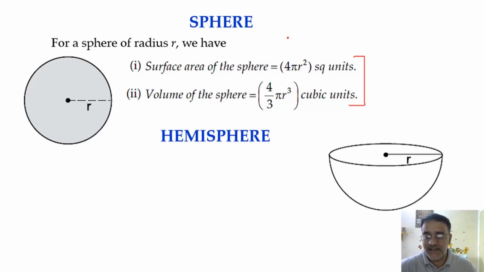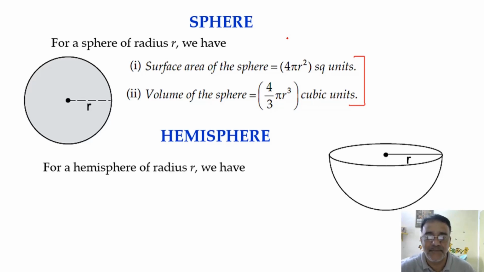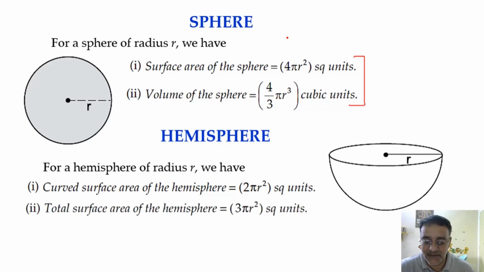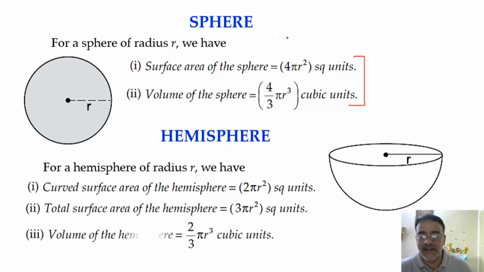Hemisphere. What is the curved surface area of a hemisphere? 2 pi r squared. Very good. And what is the total surface area? 3 pi r squared. Good, 3 pi r squared. And what is the volume? 2 by 3 pi r cube. Right, 2 by 3 pi r cube.